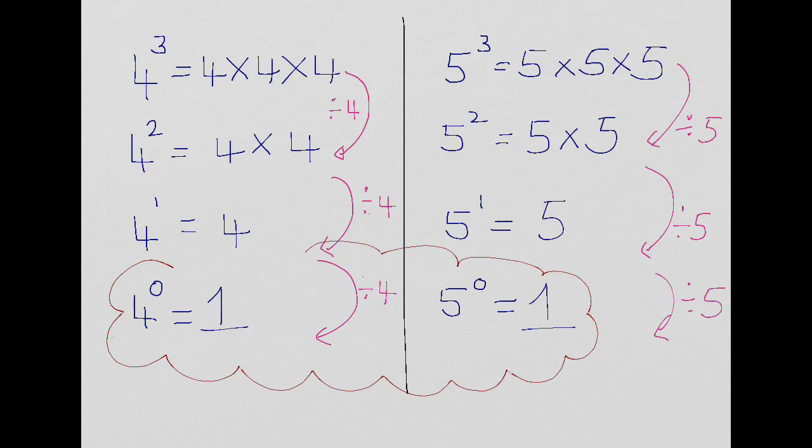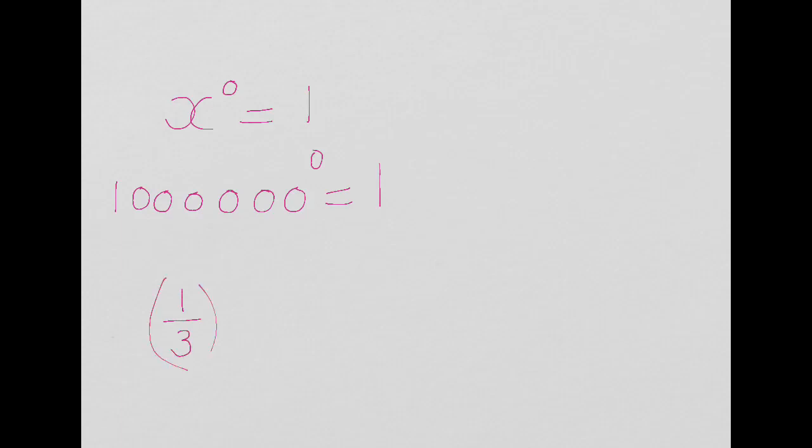So what I want you to do is notice this. 4 to the power 0 is 1. 5 to the power 0 is 1. And actually, if I did this for all the numbers, you would find that anything to the power of 0 is 1. So anything to the power 0, so I'm going to say x to the power 0, it's 1. 1 million to the power 0, that's 1. 1/3 to the power 0, it is 1.